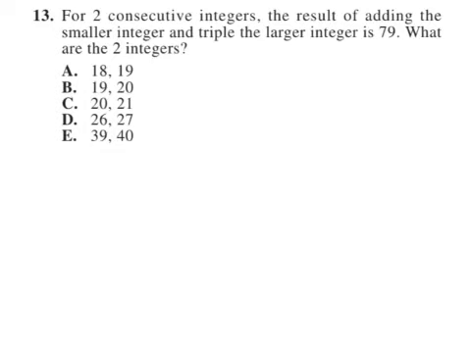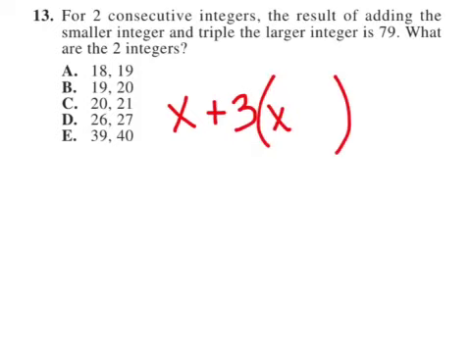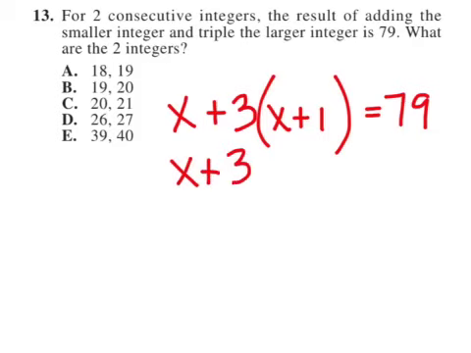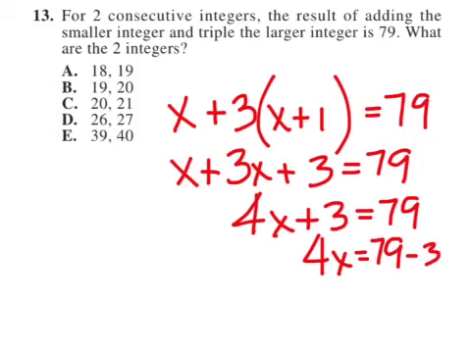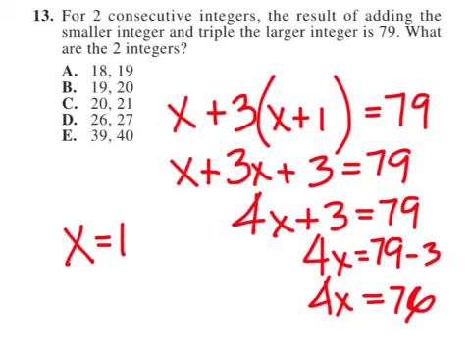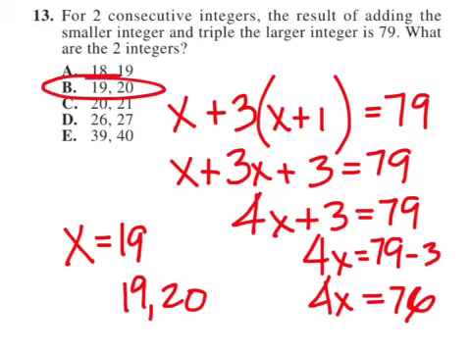To solve this problem, you must have x for the smaller number and then plus 3 times the larger one. The larger one is x plus 1, and all of this equals 79. Distribute to get x plus 3x plus 3 equals 79. So then it's 4x plus 3 equals 79. Move the 3 over, make it minus, and you have 4x equals 77. Or not 77, but 76. Therefore, x equals 19, which makes the larger one 20. So 19 and 20, choice B is the answer.